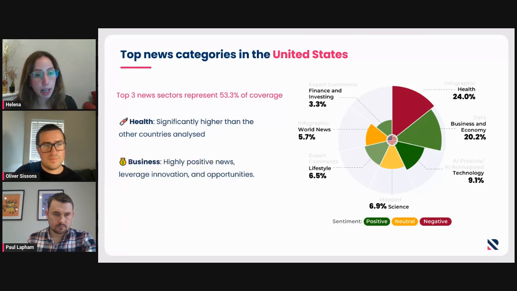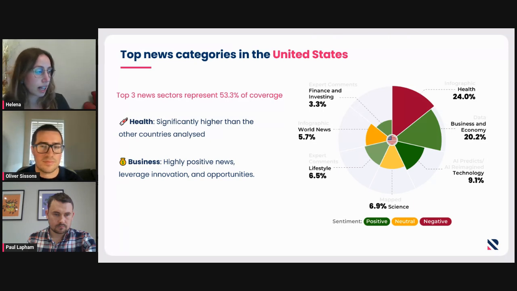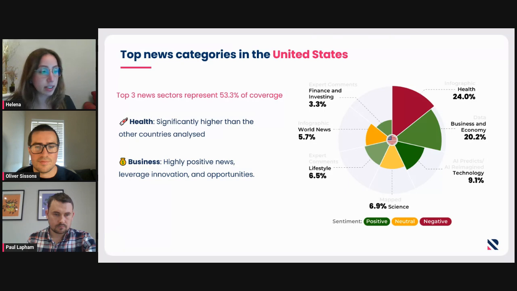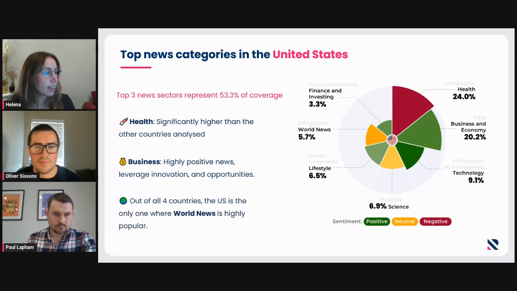Business comes in second place, business and economy. The most interesting thing about this specific news category is that it's highly positive when it comes to sentiment. So for your digital PR strategy, you might want to leverage innovation and opportunities rather than going towards more challenging aspects of this industry. And another interesting thing about the US is that out of all 4 countries, the US is the only one where world news is highly popular, which can come as a surprise for those who think that the US love to talk about themselves.